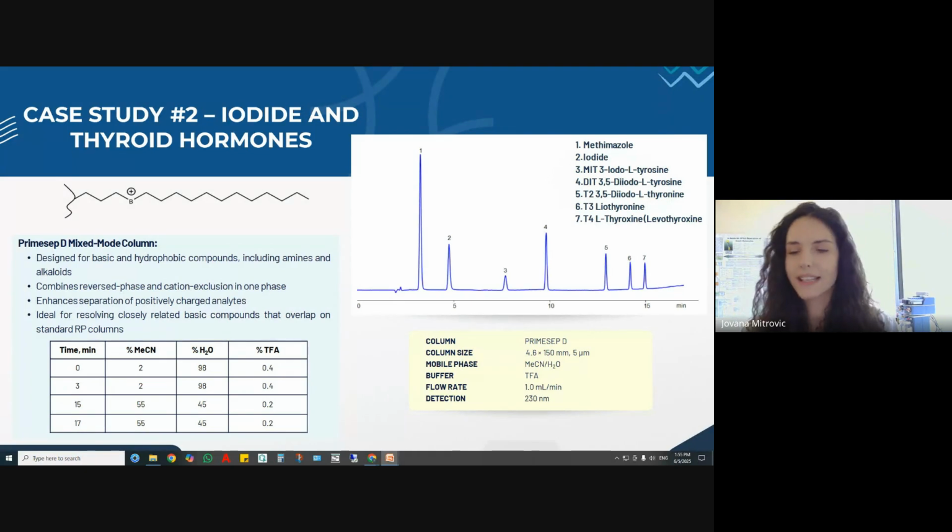Or better say, at the beginning of run we wanted to separate it from other compounds. So we wanted to have it at the beginning of run to elute. So that's why we increased TFA. After 3 minutes, we reduced the amount of TFA. This deliberate reduction increases repulsion between the basic groups of the analytes and the stationary phase, which promotes cation exclusion interaction.